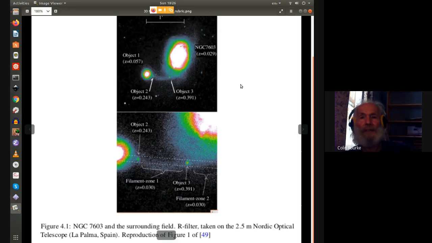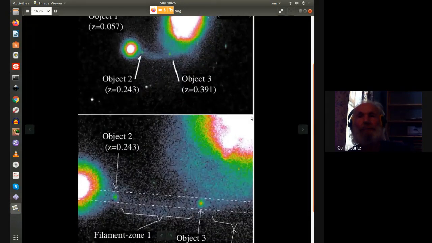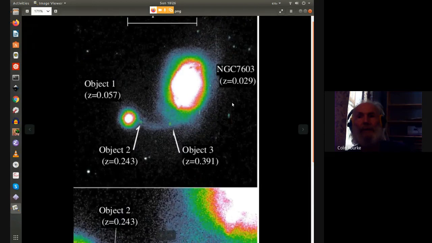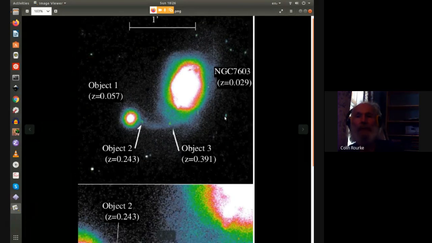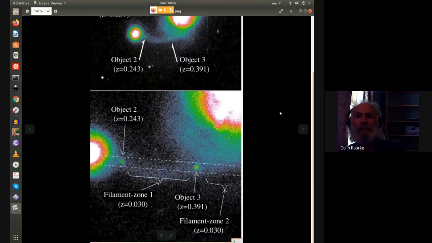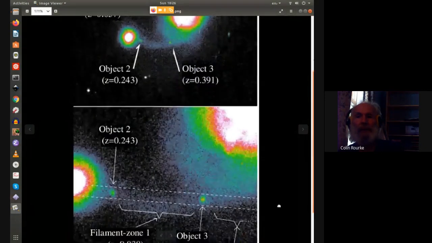It's NGC 7603 and the surrounding field. So I've got the next slide, I've zoomed in on it. So this is it: NGC 7603 and a companion galaxy, NGC 7603b, which is called Object 1 here. The important thing is two little objects, Objects 2 and 3. And here's the bottom half blown up.